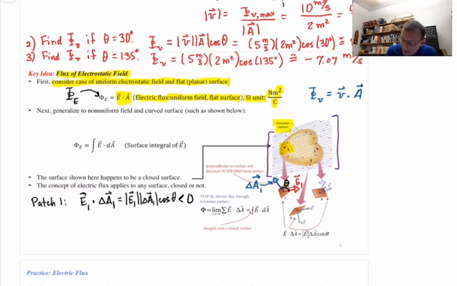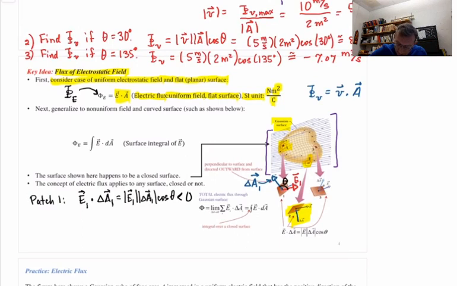Now let's look at another patch they highlighted. It happens to be down here, in the bottom edge of the heart-shaped surface. And now here's the blown up version of it. So the delta A for that patch has got to be perpendicular to the surface and pointing outward from it. And that makes it end up being roughly like that, delta A2. But the electric field vector right there just happens to be skimming along the surface.